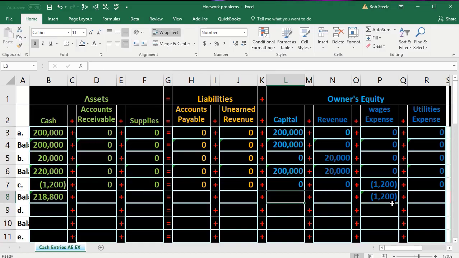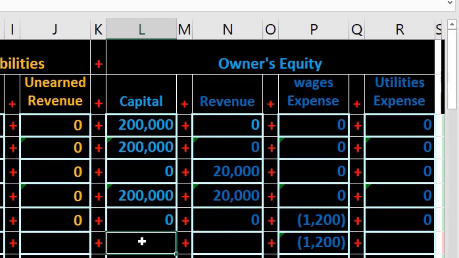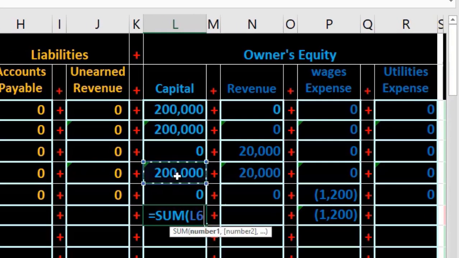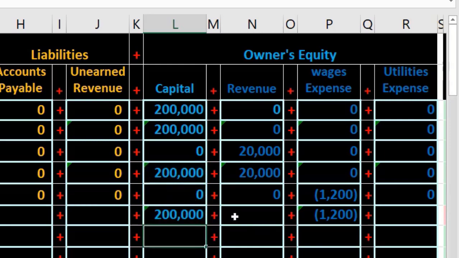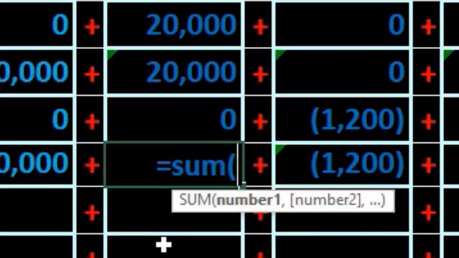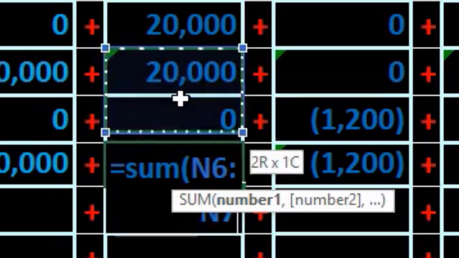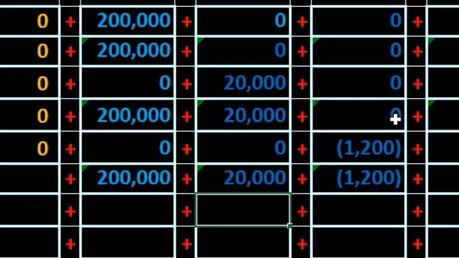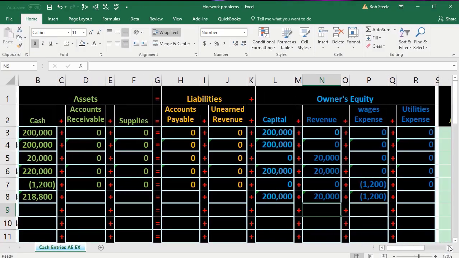So I'm going to start that here because we got to bring that 200 down. So I'm in cell L8, same sum function, equals sum, double click on the sum, highlight the 200 and the 0, and enter. And we're going to do the same thing over here in N8, same sum function, equals sum, brackets. We're going to highlight the 20,000 and the 0, and enter. So there we have that. So that should bring us in balance, I believe.